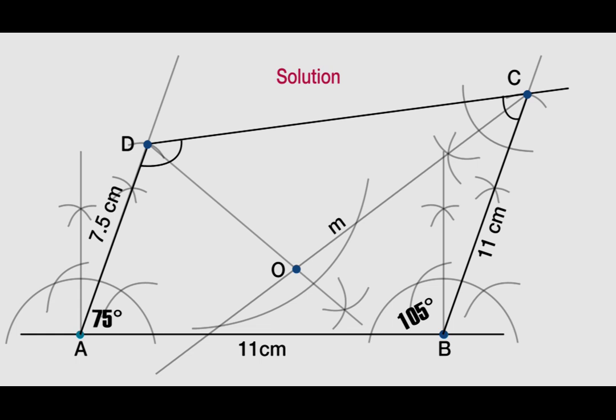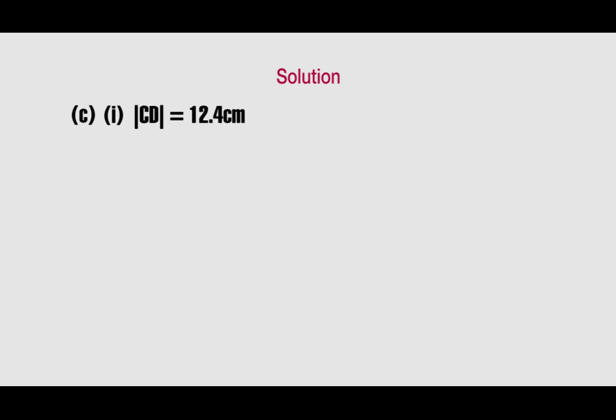Now let's take the B. I. We are to measure the length CD. As per this construction, the length CD is equal to 12.4 centimeters. And II, the quadrilateral ABCD is a trapezium. This is because a pair of opposite sides are parallel and unequal. III. Let's take the perimeter.